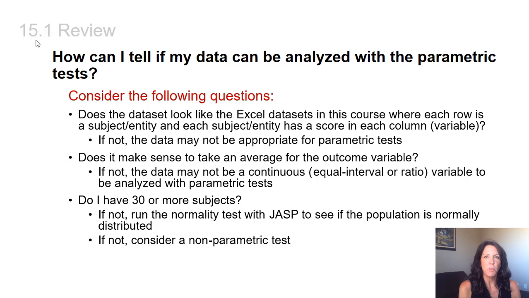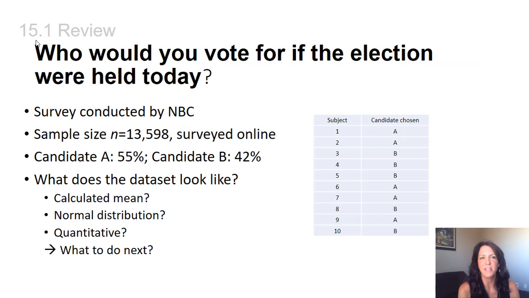Do I have 30 or more subjects? If not, you can run your normality test with JASP or some other statistical software to see if the population is normally distributed. If not, you're going to consider a non-parametric test. So non-parametric tests help us when parametric tests fail us.